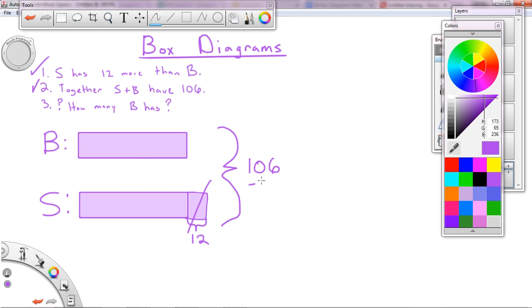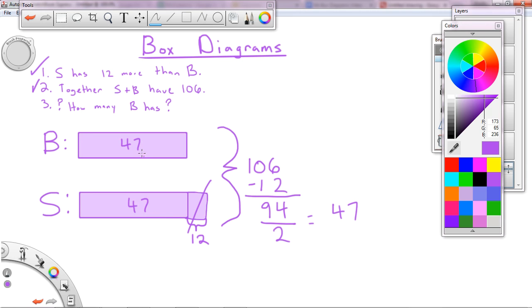Second, if I take 12 away, I have to take 12 away from their total. If I take 12 away from Squints, I have to take 12 away from their total. So now they would have 94 baseballs altogether. Two equal pieces that add up to 94, so I'm going to divide by 2 to find out how much goes in each box. 94 divided by 2 is 47. So that means that 47 baseballs go in each box.